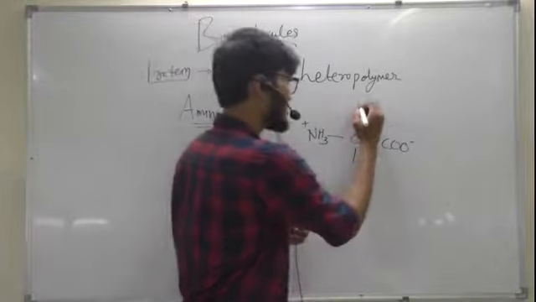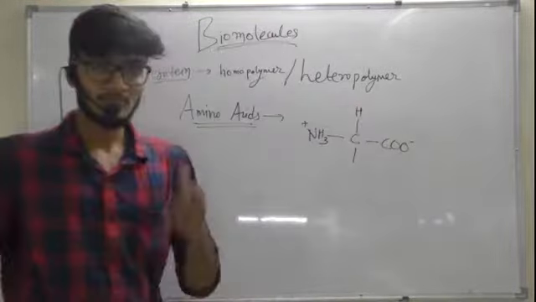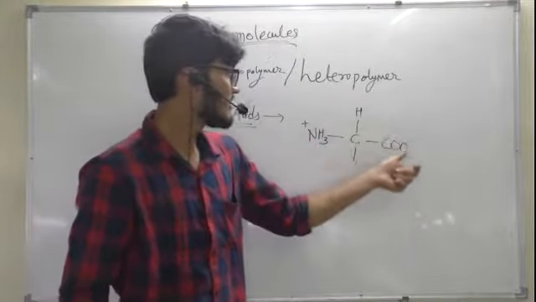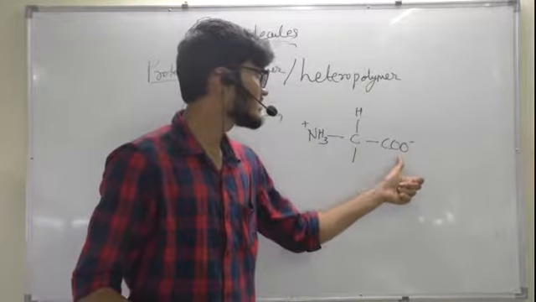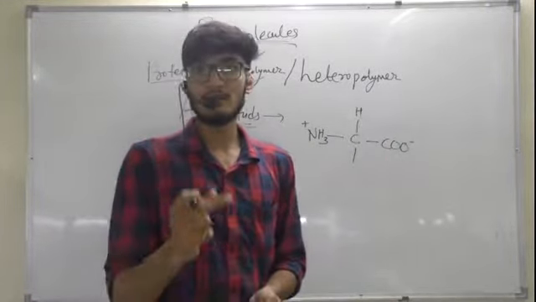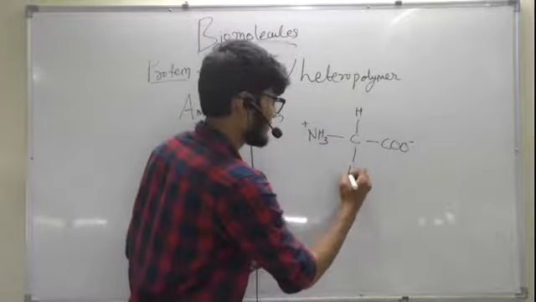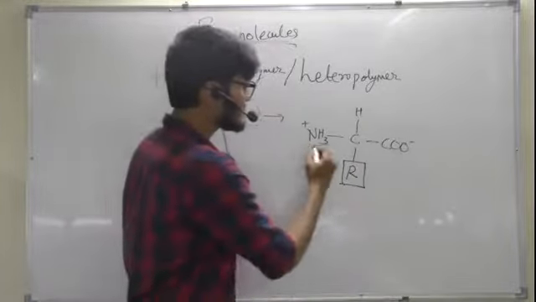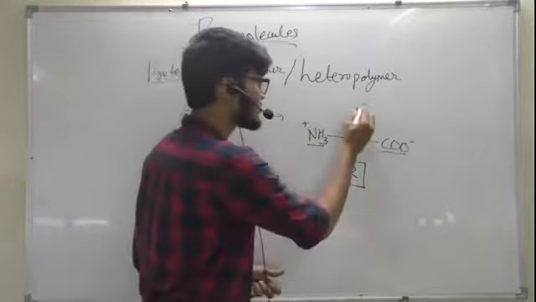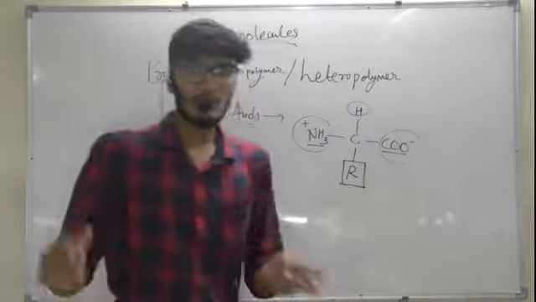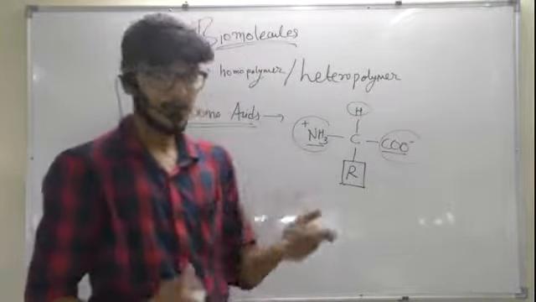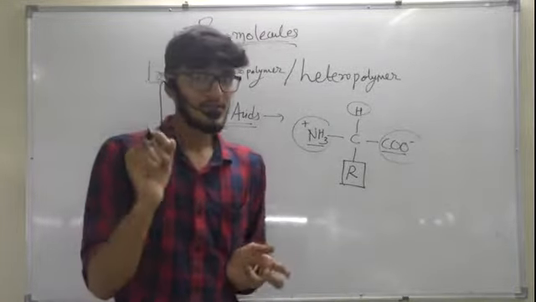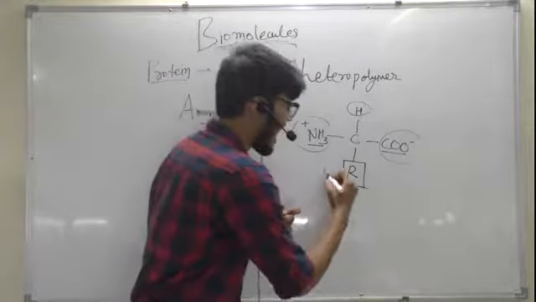There will be one hydrogen atom. So you can see the three valencies have been occupied by different groups: amino group, carboxyl group, hydrogen group, and there will be one R group. These three groups, amino, carboxyl and hydrogen, will be common in any amino acid, but the 20 different types of amino acid that we have talked about will be differentiated on the basis of this R group.